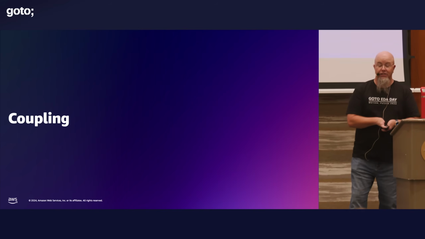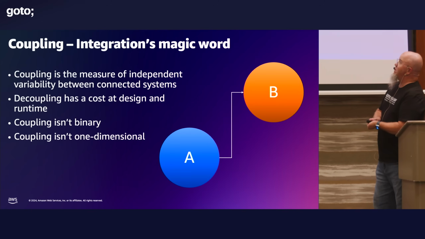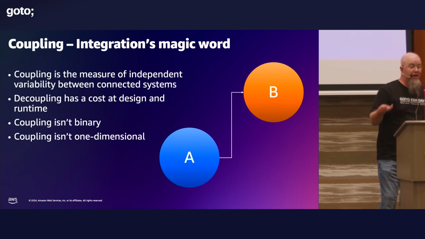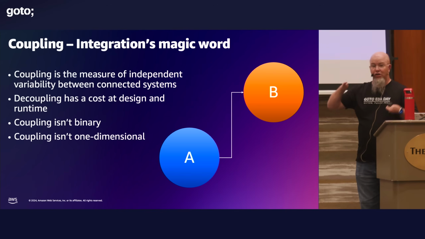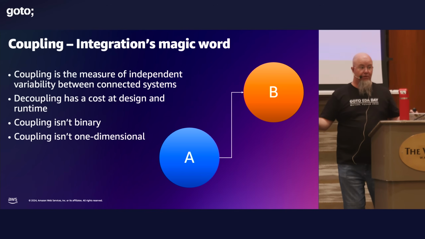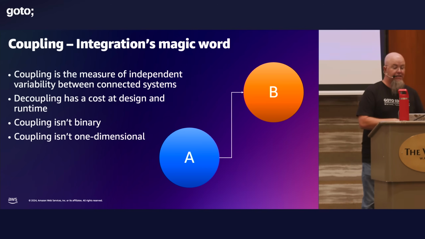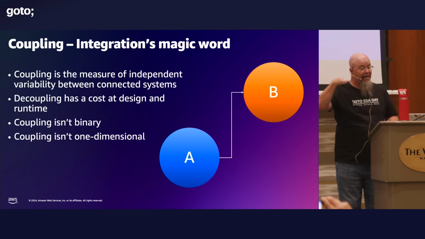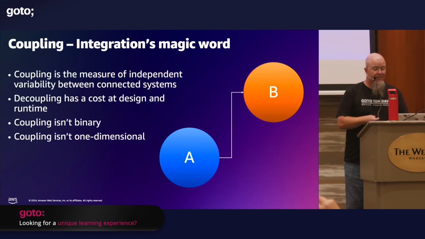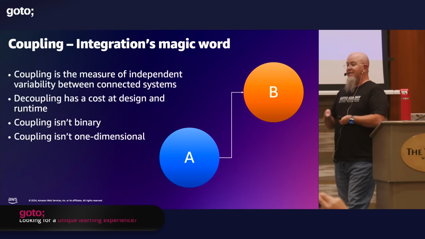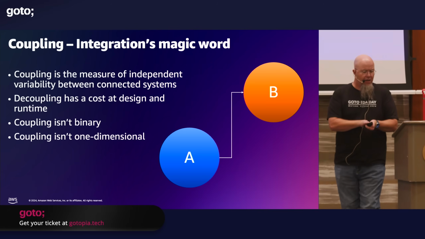All right, so let's talk about coupling. Coupling is the measure of independent variability between connected systems. How much are you reliant on another system? If they go down, do you go down? How tightly are you coupled? Decoupling has a cost in design and runtime. It's not binary, there are multiple facets to this, and it's not one-dimensional. So there's a lot to think about when we think about coupling and what it means.